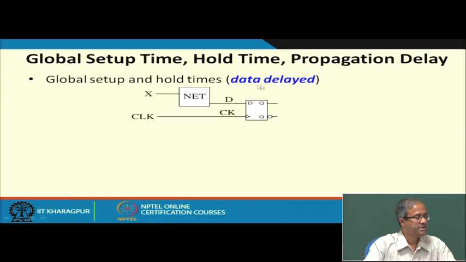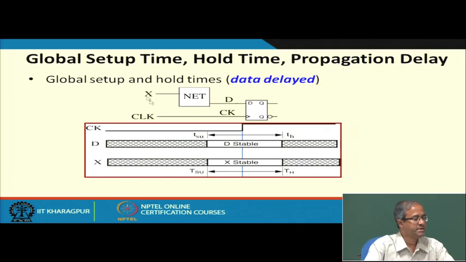Here we consider a scenario where data is delayed. That means, I have a flip flop, I have a combinational circuit, some inputs are applied. I am treating it in a global sense, not one flip flop driving another flip flop. Now, due to some reason x is getting delayed. So, let us see, this clock signal is like this. What are the requirements? The D input is coming to the flip flop. Before this, the T setup constraint must be satisfied and this T hold constraint also must be satisfied.